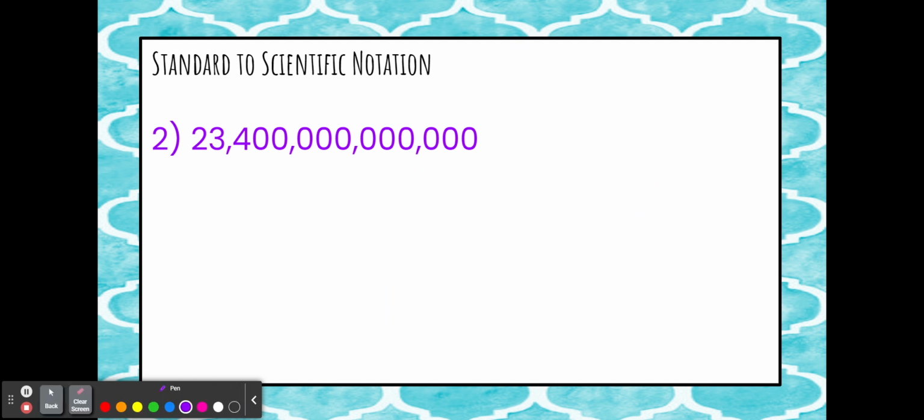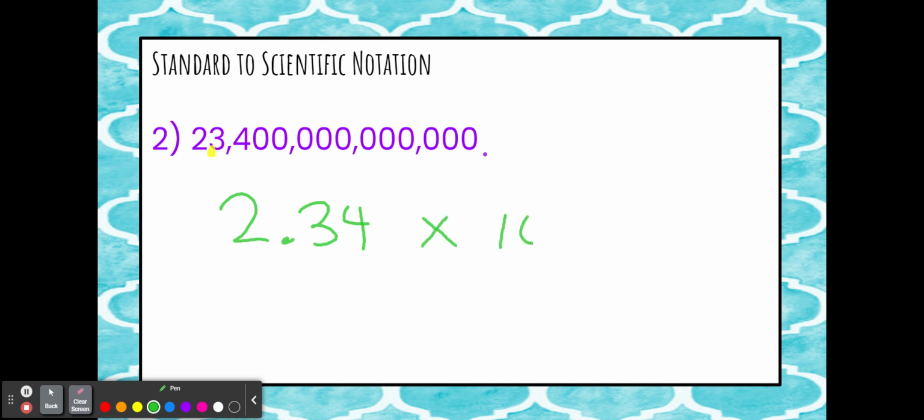Okay, let's try this one. So I have the decimal at the end of my number. I can only have one digit in front, not all of these digits, so it should go here in between the 2 and the 3. Then there's only one single digit, a 2, in front of my decimal. So 2.34. I don't need any zeros because we're going to represent that with my exponent.